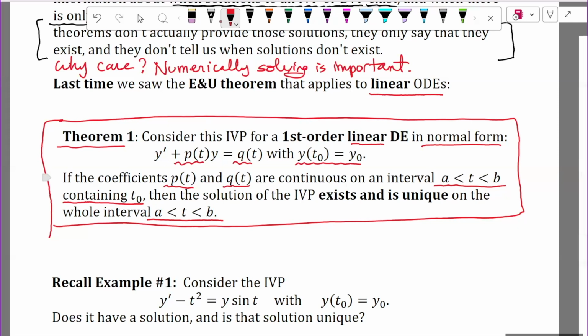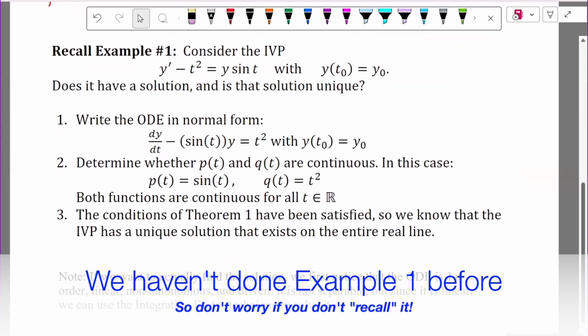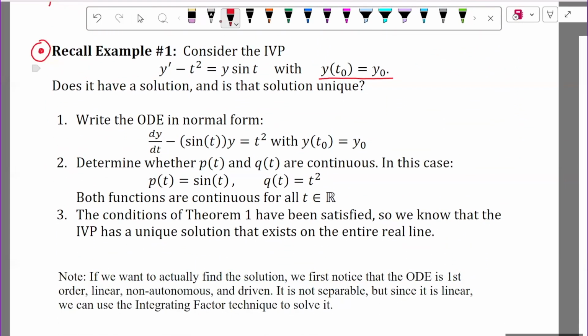So that's actually pretty powerful. Let's look at this example and ask whether this first order linear, non-autonomous, non-homogeneous ODE has a solution, and whether that solution is unique. What do we need to do? We need to first write the ODE in its normal form so that we can identify the P and the Q. It's identified for you here. Sine t is P and t squared is Q.